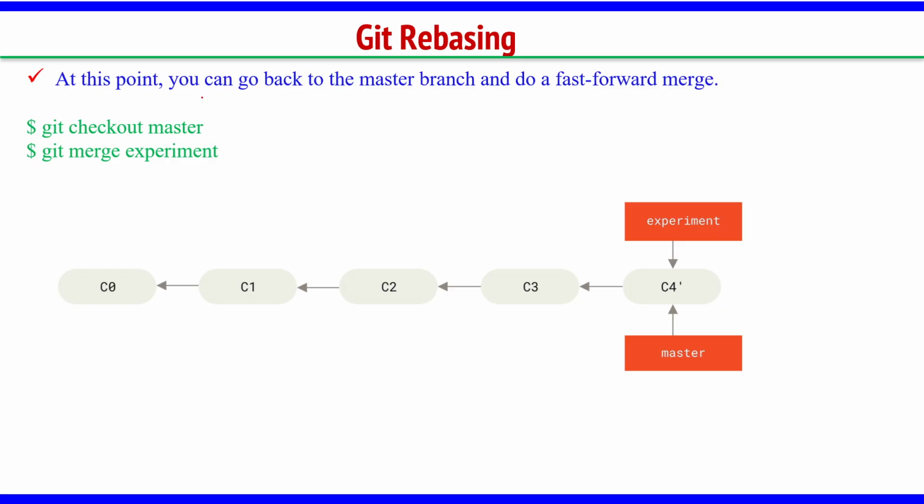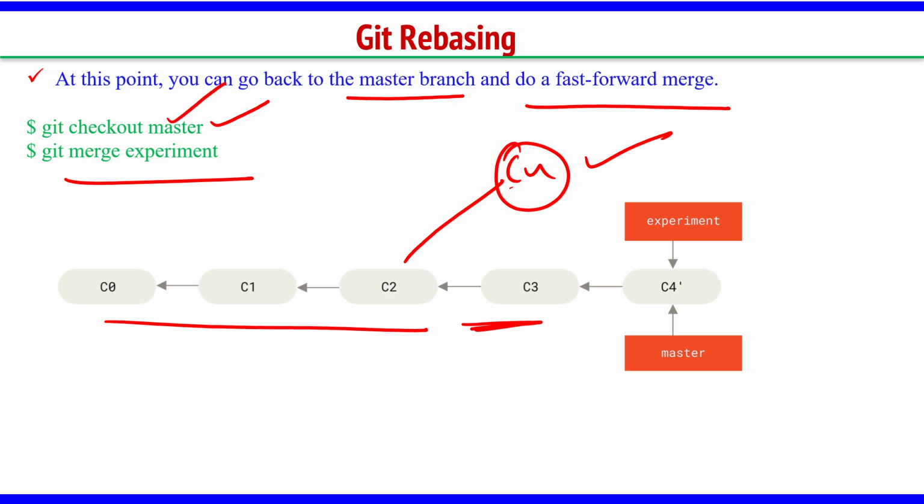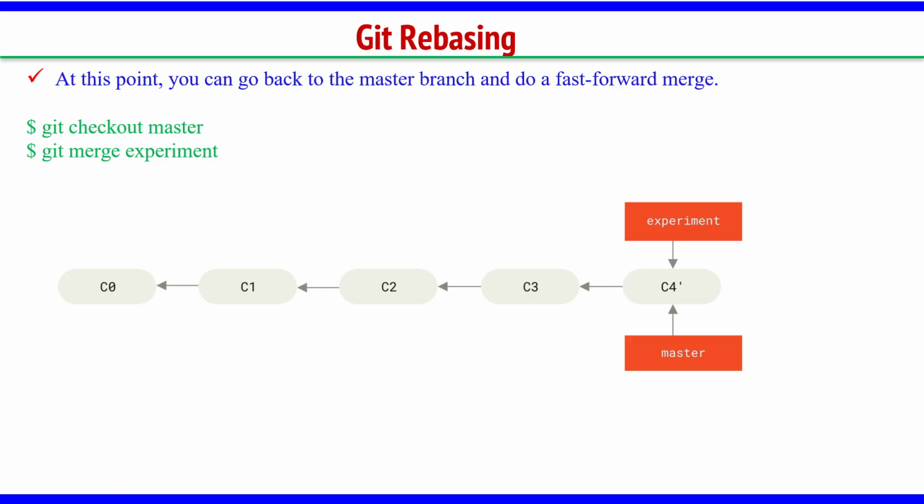See, at this point you can go back to the master branch and do a fast forward merge, simple as that. Check out the master, go to the latest master, on top you merge your experiment, on top you merge your changes, right. So, C1, C2, C3 were there, C4 is your current work, you are working parallelly on C4. Let this be here like this, you find out the latest master, that is your C3, on top of C3 merge the experiment. So, this becomes your latest master, right.